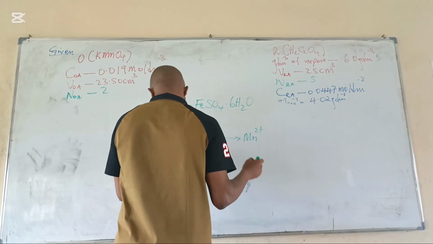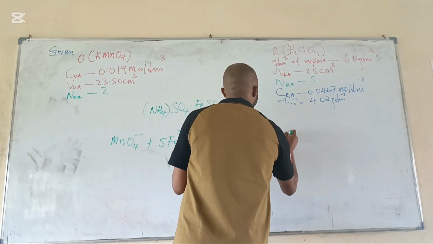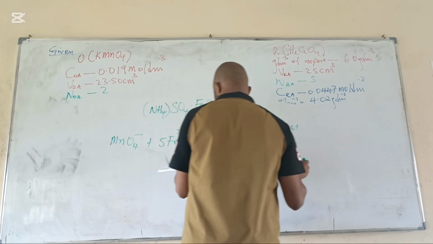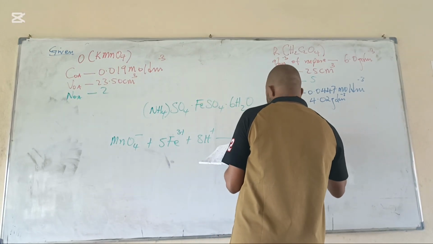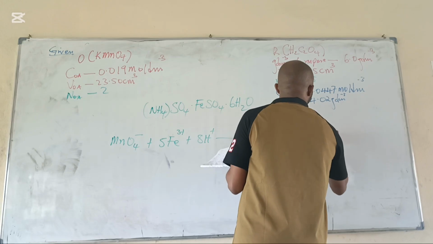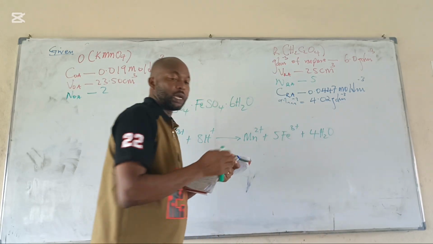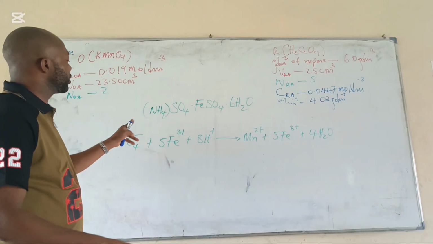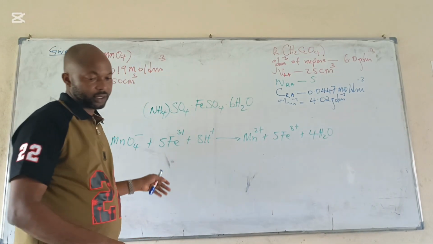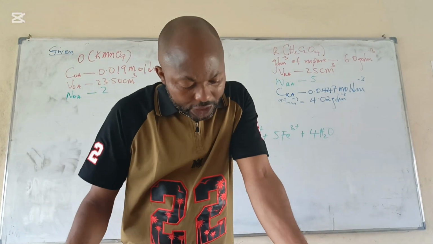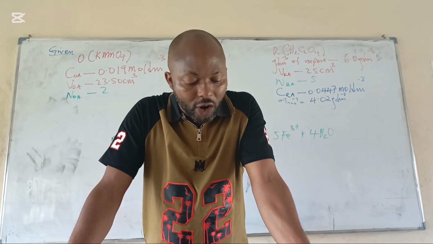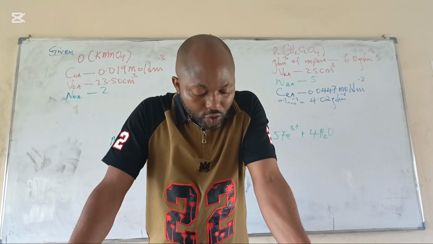Mn2 plus plus 5 Fe3 plus plus 4 H2O. Now the number of moles of the oxidizing agent is 1, that of the reducing agent is 5. Take note of that. Now, it says that if the equation of reaction is this, you should calculate the molar conc of O, the mass conc of O.